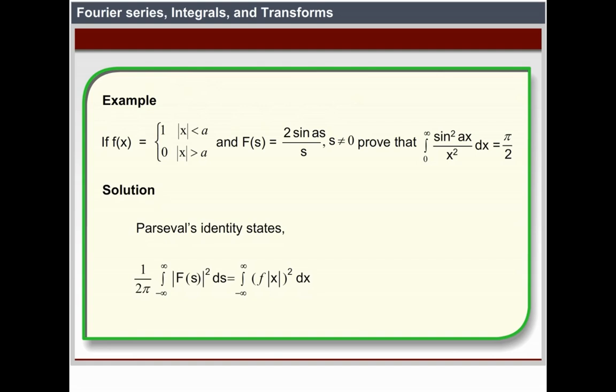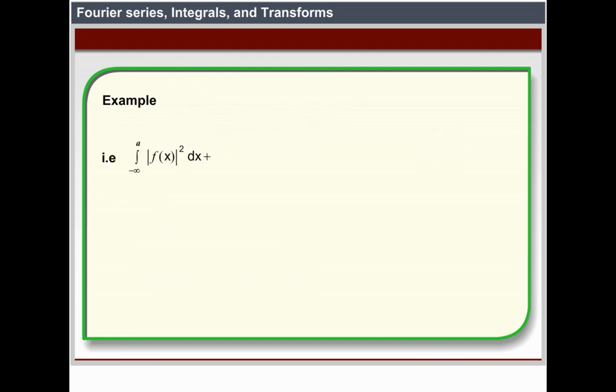ds equal to integral minus infinity to plus infinity modulus of f of x square dx, that is integral minus infinity to a modulus of f of x square dx plus integral a to infinity modulus of f of x square dx equal to 1 by 2 pi integral minus infinity to plus infinity modulus of capital F of s square ds.